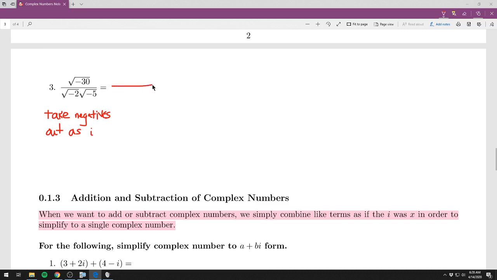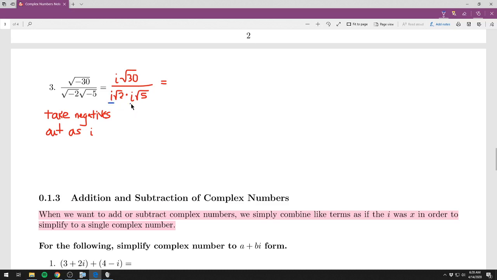Right, so the top, we got our negative inside square root of 30. It's going to give us i times the square root of 30. The bottom, we have negative 2 inside square root, so we got i times square root of 2. And we got negative square root of 5, which would be i times the square root of 5. Now, it's totally up to you how you go about doing this. I think the best way is to simplify the bottom together and then go through the top.